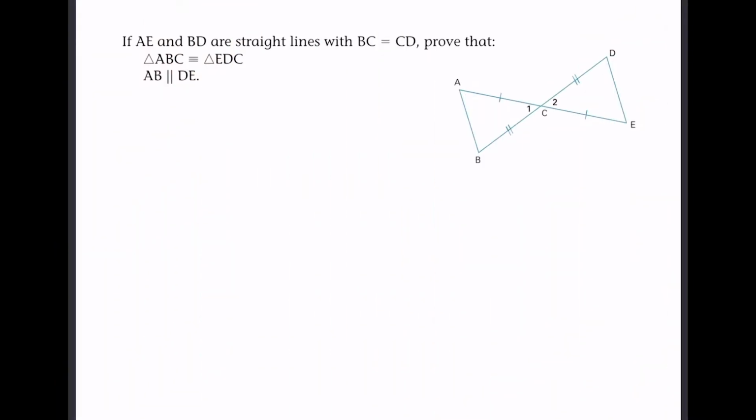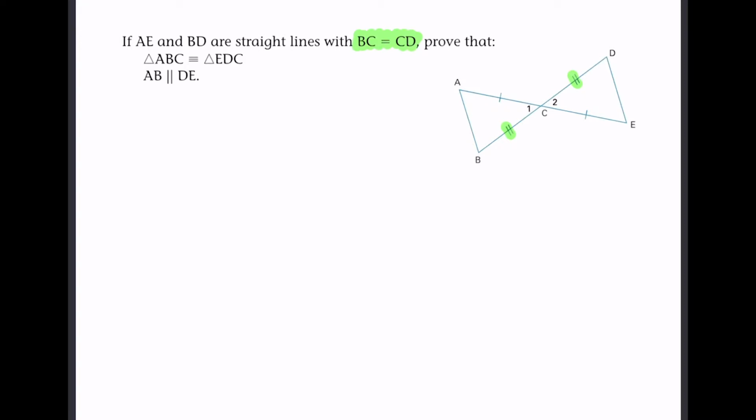If we look at this, it says AE and BD are straight lines with BC equal to CD. When I see BC equal to CD, I check that they've marked it off on the diagram, and they have, with those little lines. So we have two sides that are equal. It says to prove that triangle ABC is congruent to triangle EDC. With congruent triangles, we also need to identify the order of our triangles, because that's important. The corresponding information in the two triangles has to match up with the way that you label your triangle. We will get into that a little more as we go. I'm proving that triangle ABC is congruent to triangle EDC, and I also need to prove that line AB is parallel to line DE.